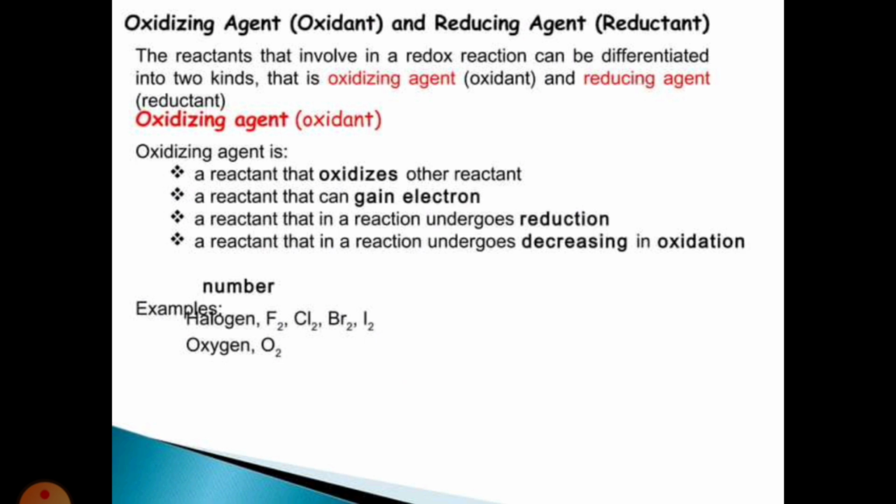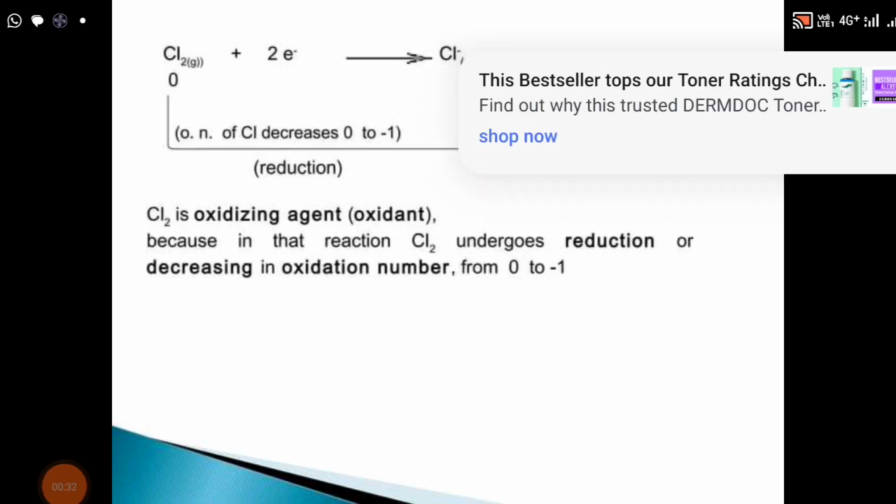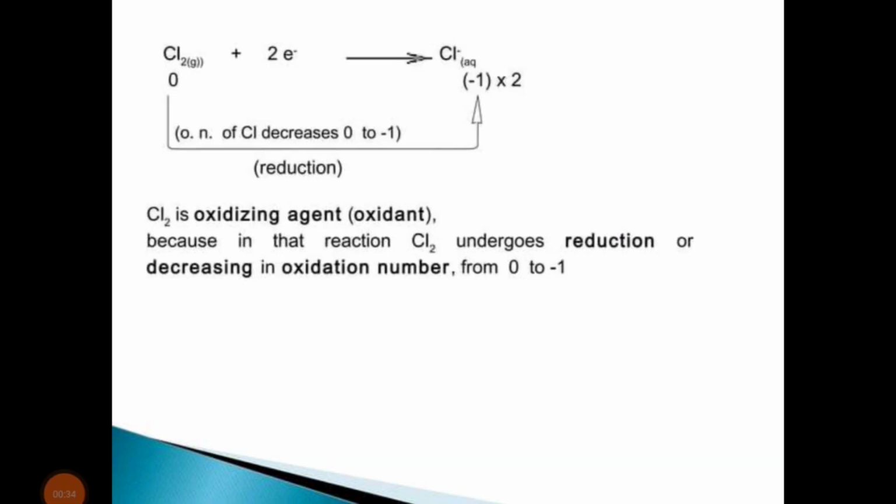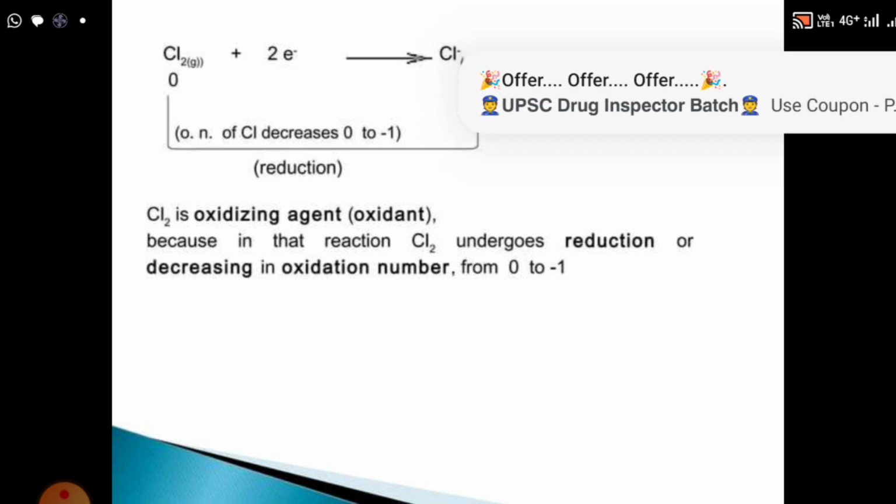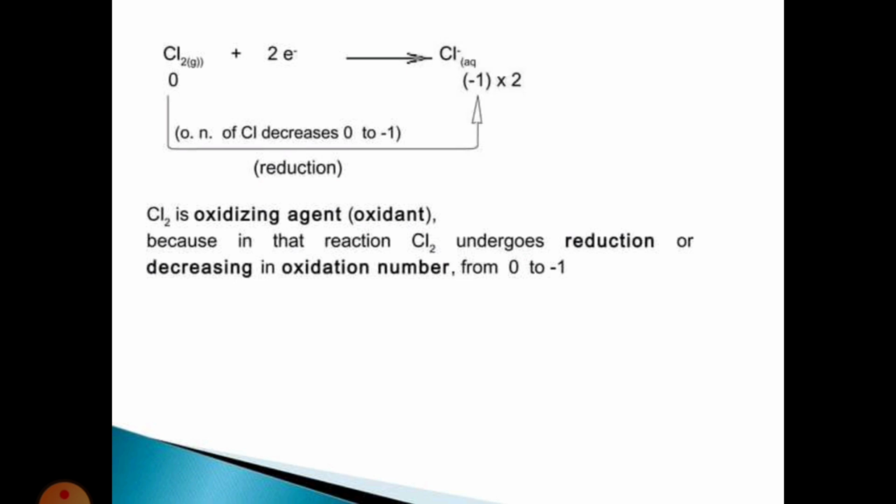Halogens are the F2, Cl2, Br2 (bromine), I2 (iodine), and oxygen. For example, in the reaction chlorine plus 2 electrons, chlorine decreases from 0 to minus 1, so there is reduction. Cl2 is the oxidizing agent because in the reaction Cl2 undergoes reduction, a decrease in oxidation number from 0 to minus 1.